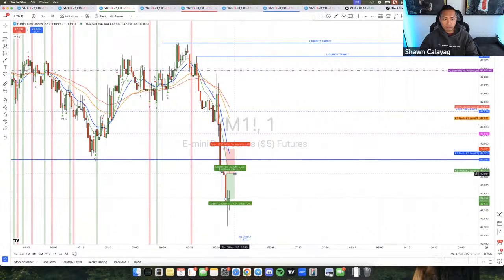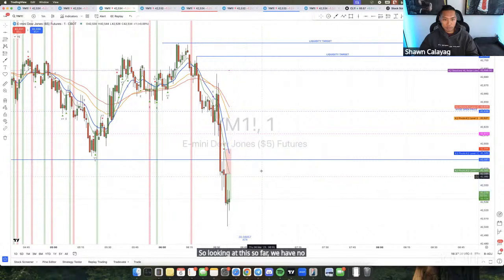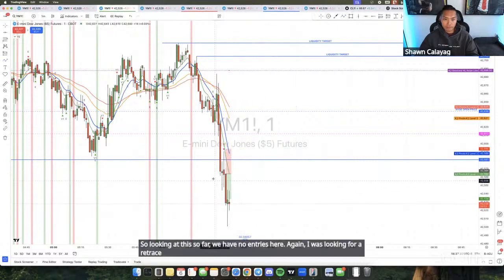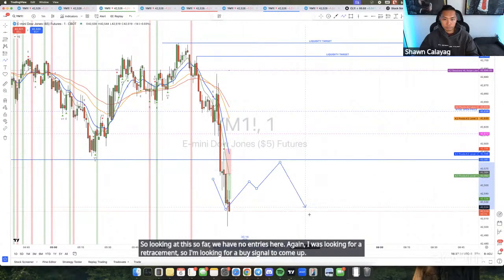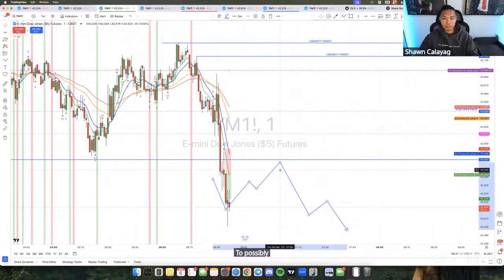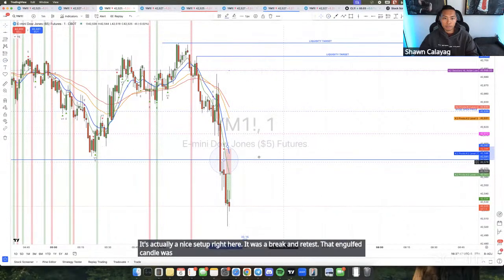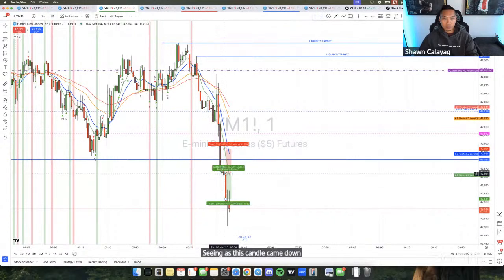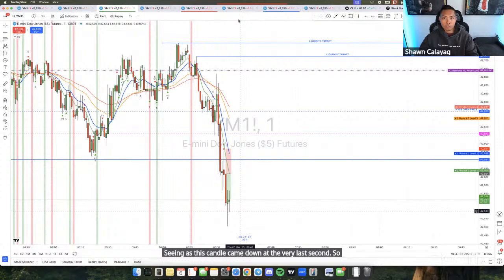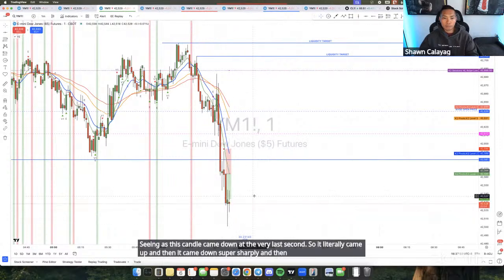So looking at this so far, we have no entries here. Again, I was looking for a retracement, so I'm looking for a buy signal to come up and then possibly come back down further. It's actually a nice setup right here. It was a break and retest. That engulfing candle was a break and retest off liquidity. Thing is, this candle came down at the very last second. So it literally came up and then it came down super sharply and then blasted right through.